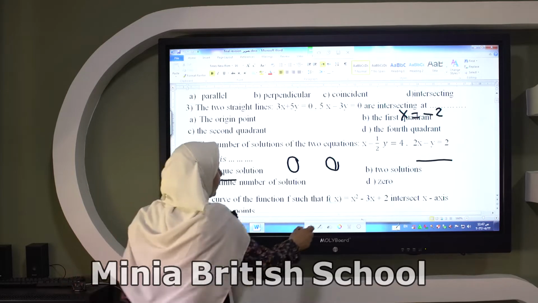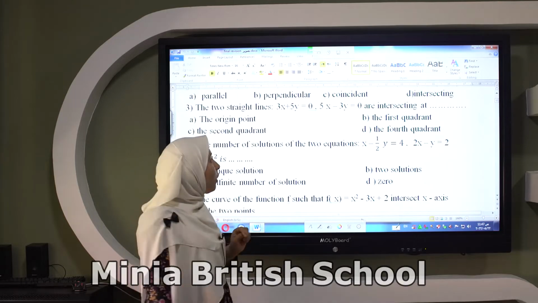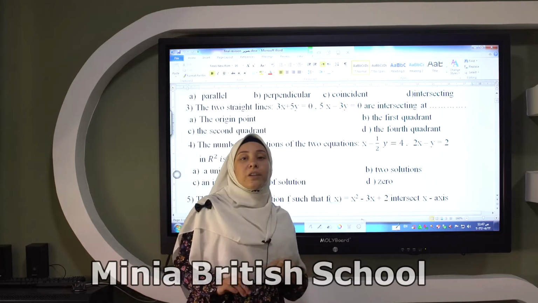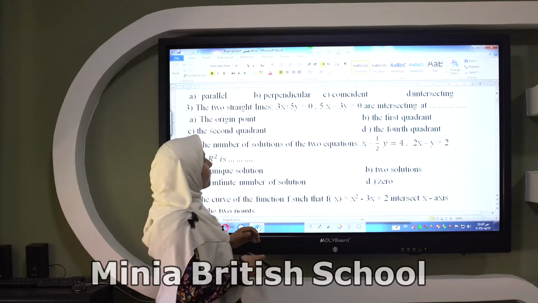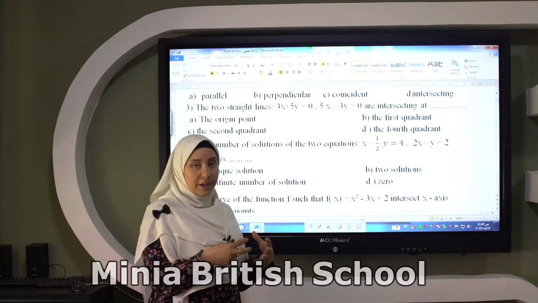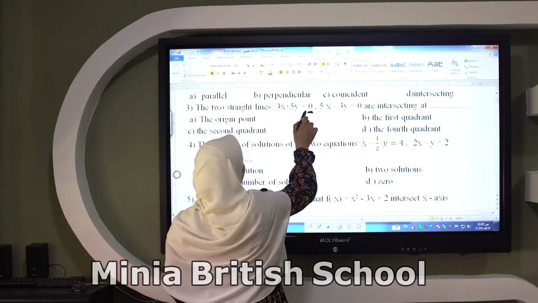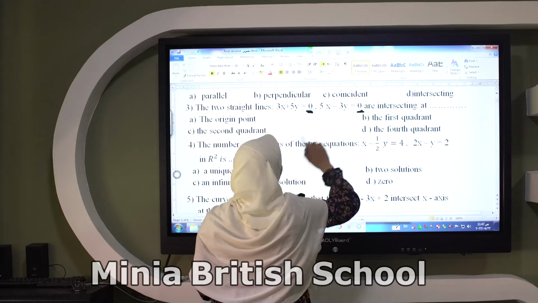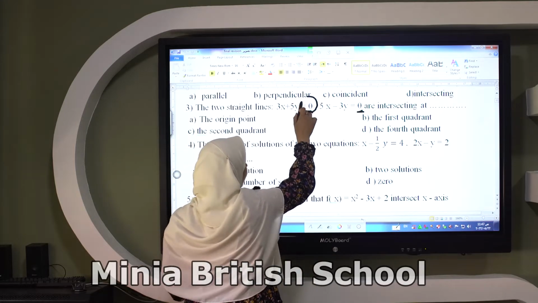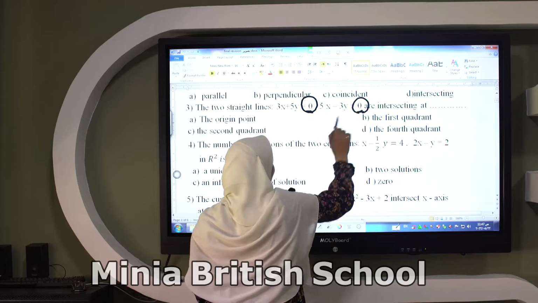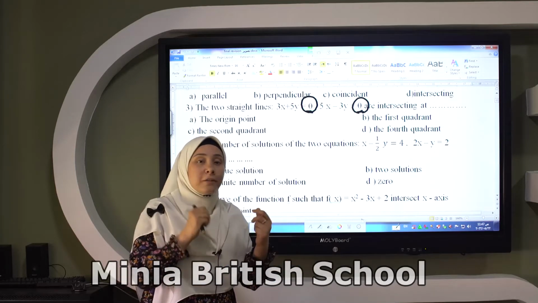Next question, number 3, the 2 straight lines 3x plus 5y equals 0, 5x minus 3y equals 0 are intersecting at what? Here we note that the 2 straight lines have the same intercepted part from the y-axis. Here it equals 0, the intercepted part from the y-axis is 0, and also here equals 0. Then the 2 straight lines are intersecting at the origin point.